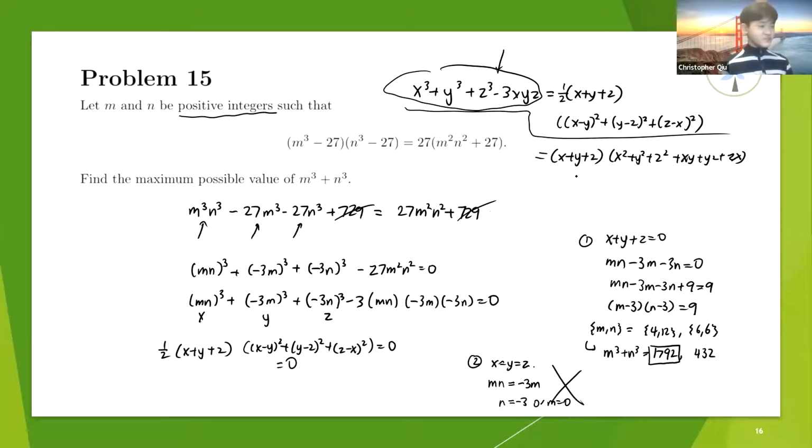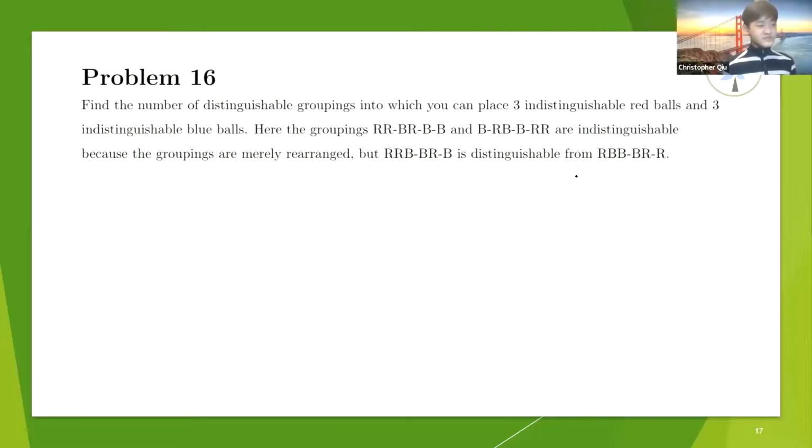All right, so if there are no more questions for problem 15, we can move on to problem 16, which is an exercise on casework. All right, let's move on. So problem 16 tells us to find the number of distinguishable groupings into which you can place 3 indistinguishable red balls and 3 indistinguishable blue balls.